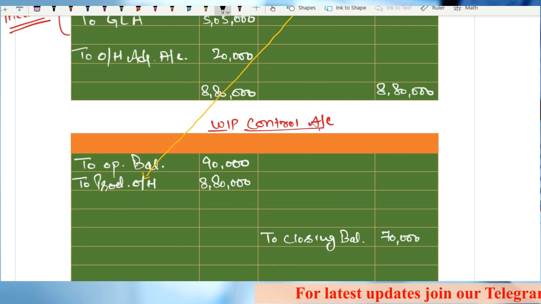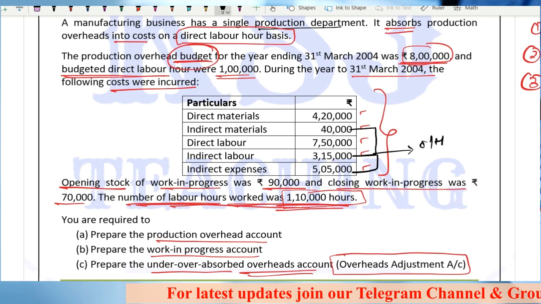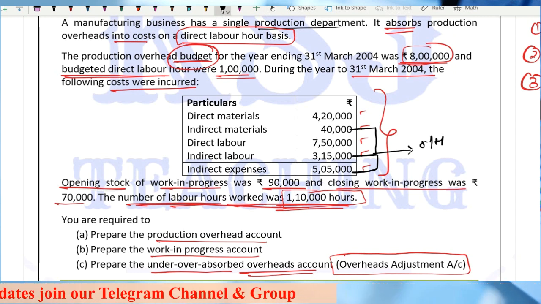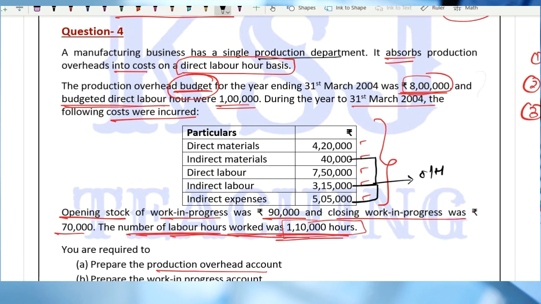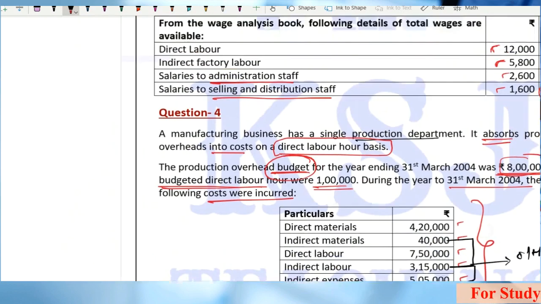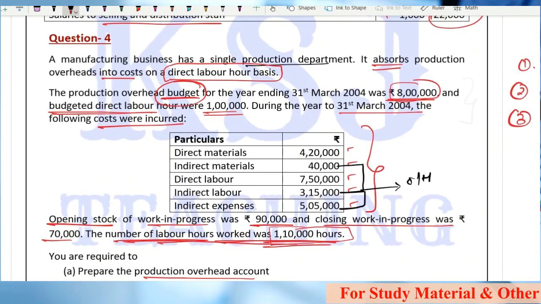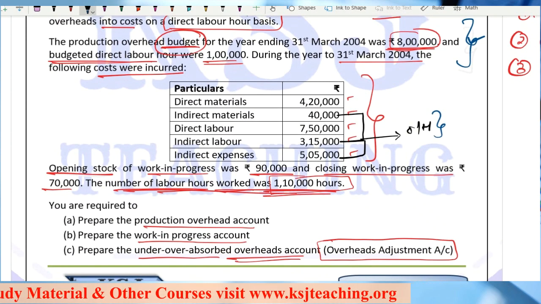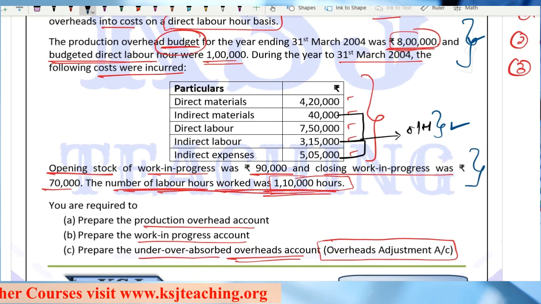Next. Now read the question carefully. Anything else to be done in the WIP? Sir, direct material, direct labor. So we have done the treatment. Just go through the question. We have done the treatment of this part. This overheads part is done. Any issues? Work in progress and labor has done.